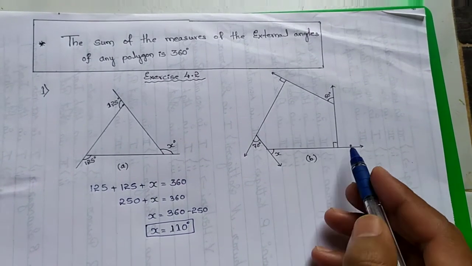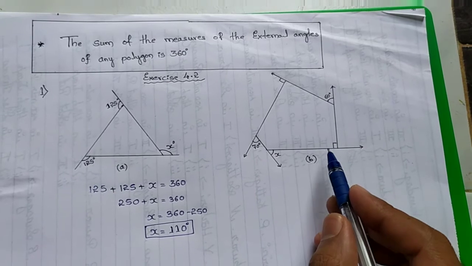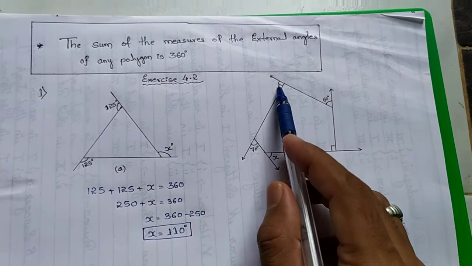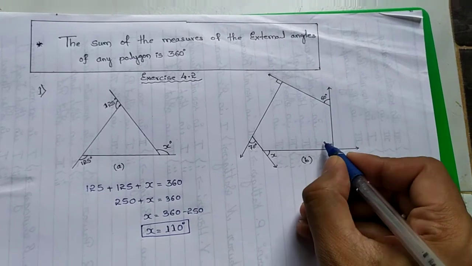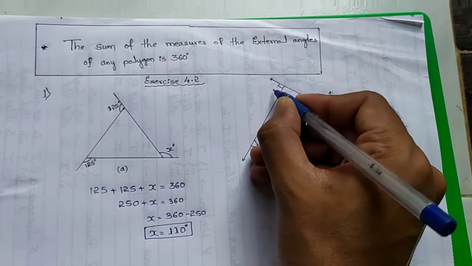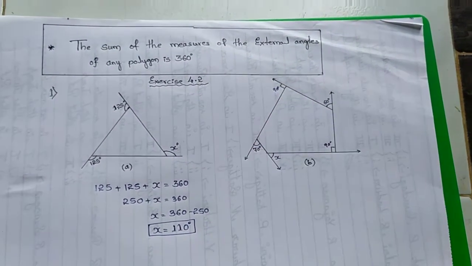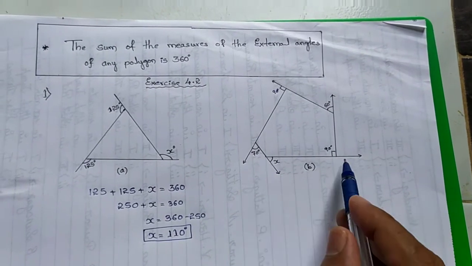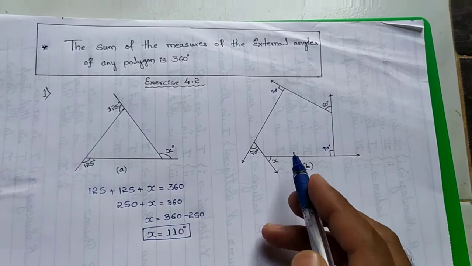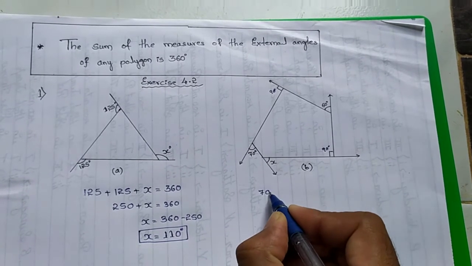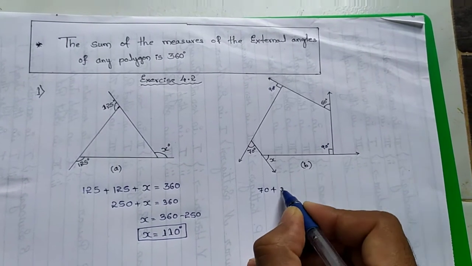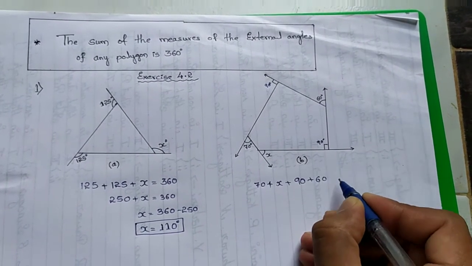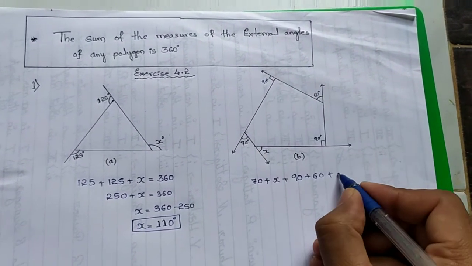Again, here they didn't mention the angle, but they have given one symbol, the square symbol. What is this square symbol? It gives us 90 degrees. Keep in mind that a square symbol gives us 90 degrees. So now we have all 5 external angles here: 70 plus x plus 90 plus 60 plus again 90.